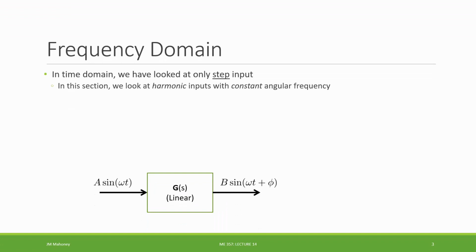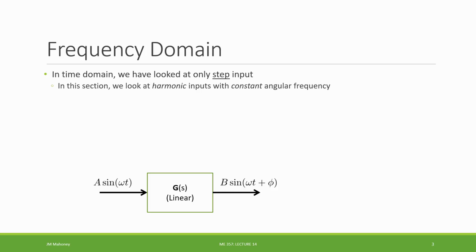So as I said before, we only looked at step inputs into our systems, but now we're going to look at these harmonic inputs with a constant angular frequency. At the bottom we have a little schematic of the systems we're going to be looking at. We still have this transfer function, g, that's coming from that modeling phase, and we're going to limit our analysis to linear systems, as we've been doing this entire semester so far.